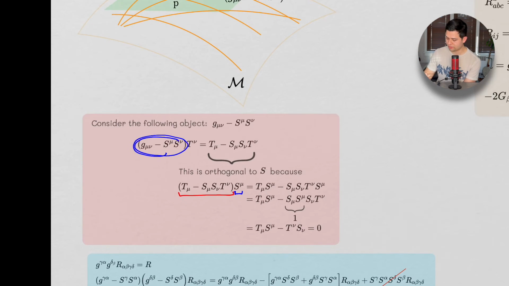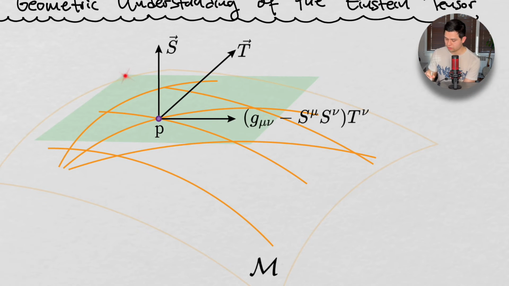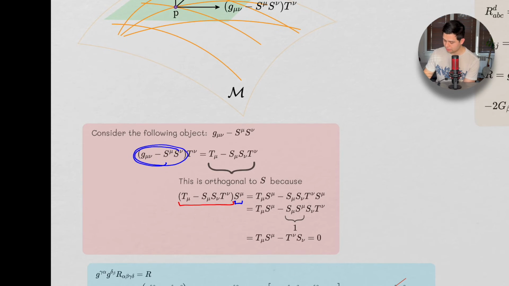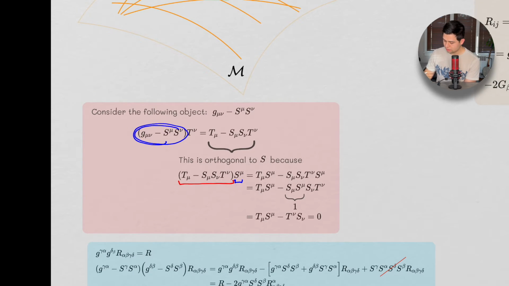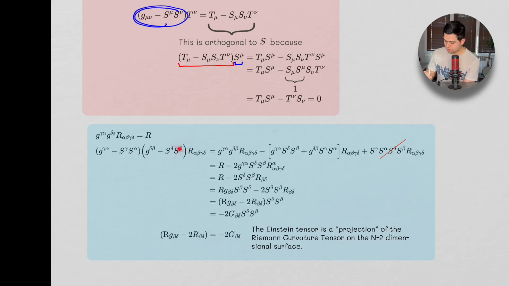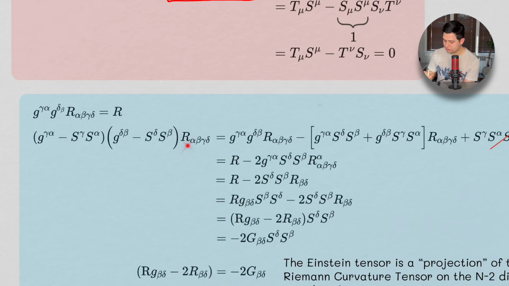If you recall, the s vector was the vector that was orthogonal to this plane, and what we're going to do is find the object here that lies in that plane that's orthogonal to s, okay? And so in this case we're finding a tensor, right? So this is the Riemann curvature tensor that is going to be orthogonal to it, okay, right?